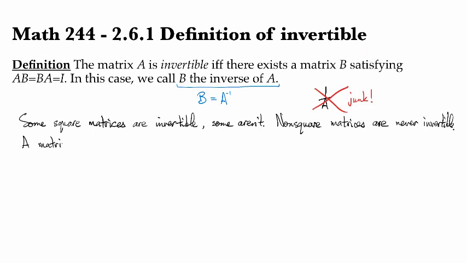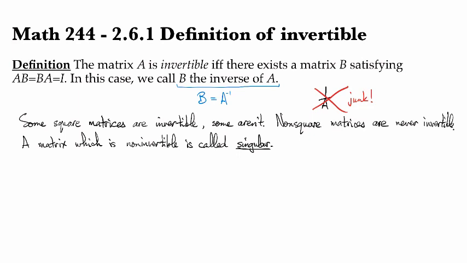And a matrix which is non-invertible, so if no inverse exists, it's sometimes called singular. So singular is just a synonym for not invertible.